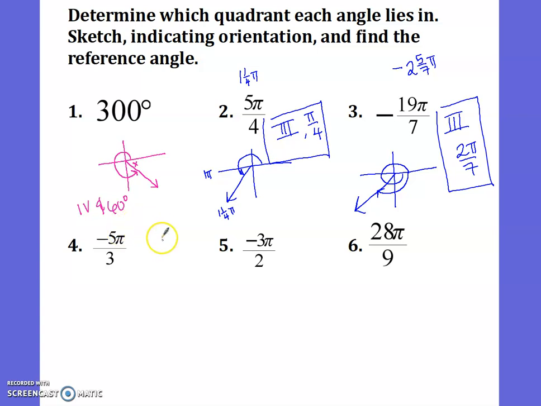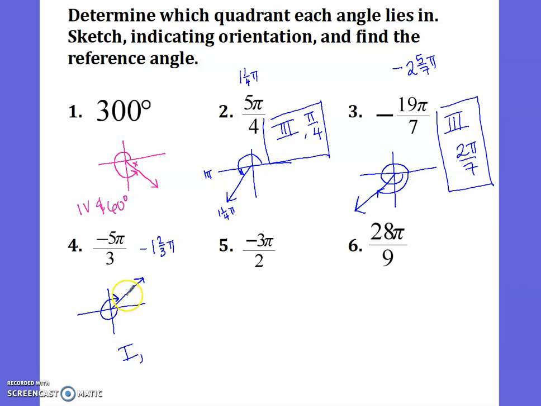So the number 4, we've got negative 5 pi over 3. So that's negative 1 2/3 pi. So again, I'm rotating clockwise. So this would be negative 1. 2/3 is more than a half, so that's going to push me past the y-axis. So there's my angle. So it's going to be in quadrant 1.